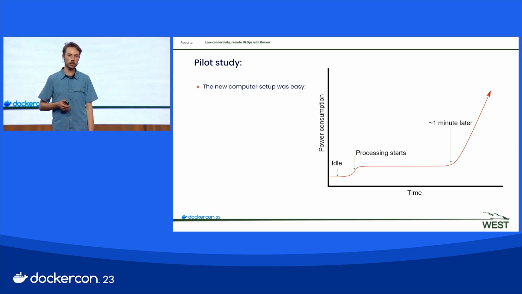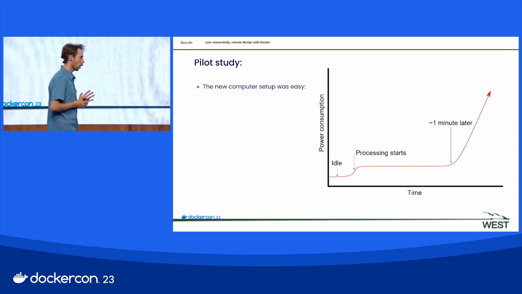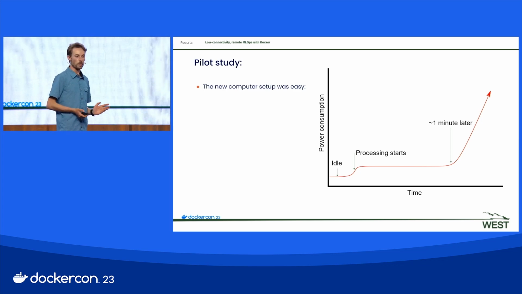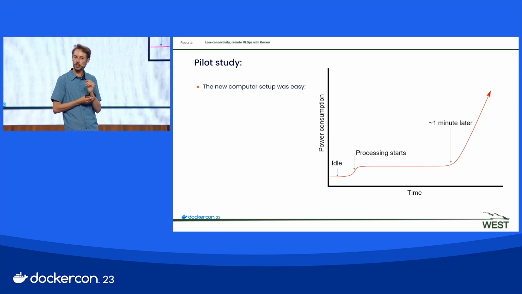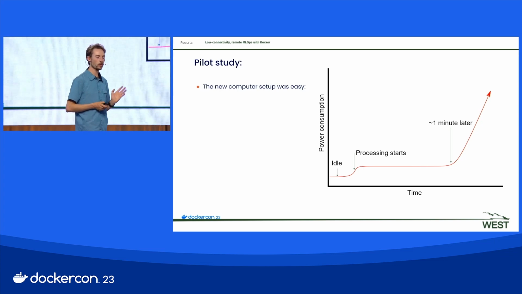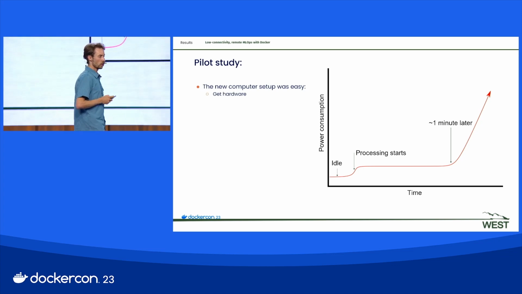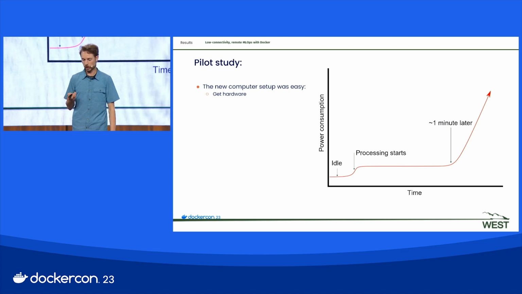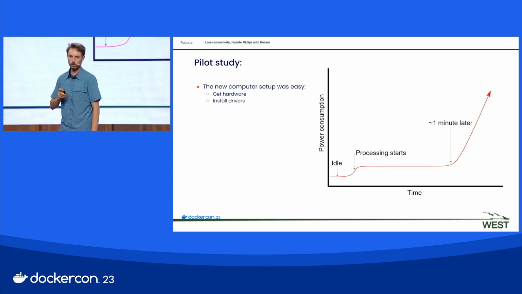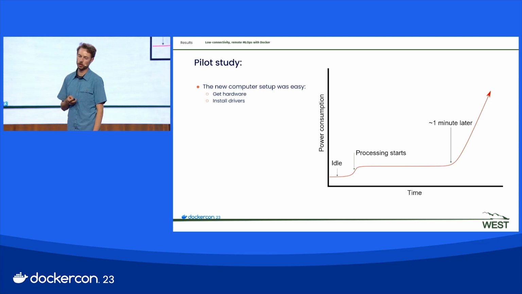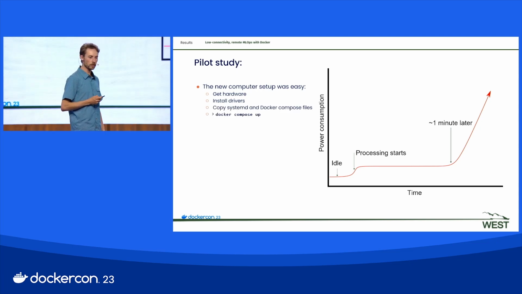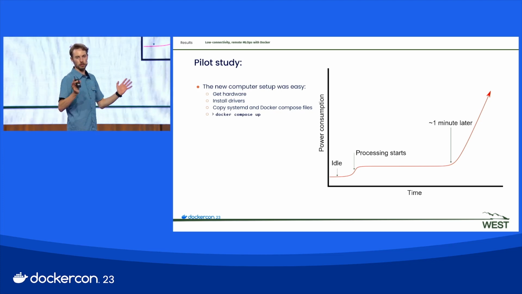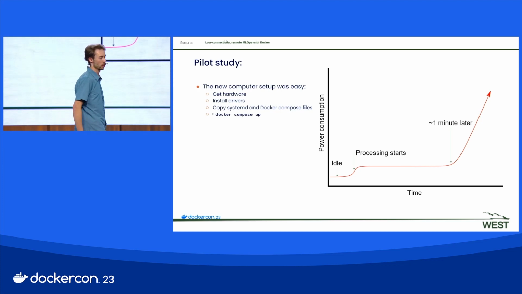So, spoiler alert, it was much easier than we thought it was going to be, thanks again to Docker. Because we put so much effort into a containerized workflow and an easy deployment, it was actually pretty easy to set up our new edge device. So we got some hardware, assembled it. We installed some GPU drivers. That was probably the hardest part, honestly, and it wasn't even that hard. Copied the systemd and Docker compose files, and then we could just type docker compose up over the SSH connection.